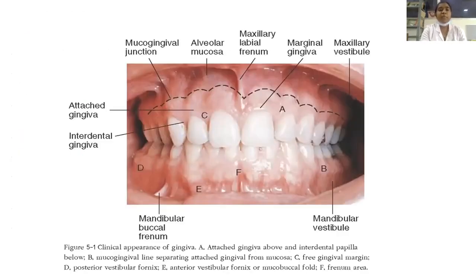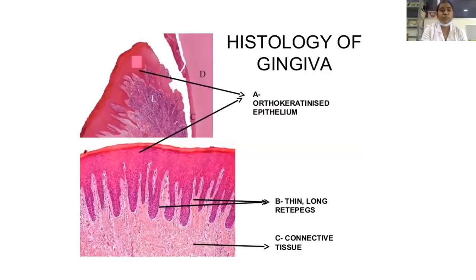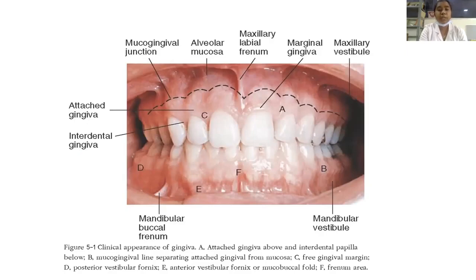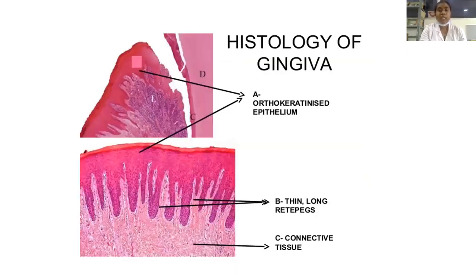So in this we can see the attached gingiva, interdental gingiva, mandibular buccal frenum, mandibular vestibule, and everything can be seen in this picture. So this gives the clinical appearance of gingiva. Okay. Then comes the histology of gingiva. It can be orthokeratinized and thin, long rete ridges can be seen with connective tissue.